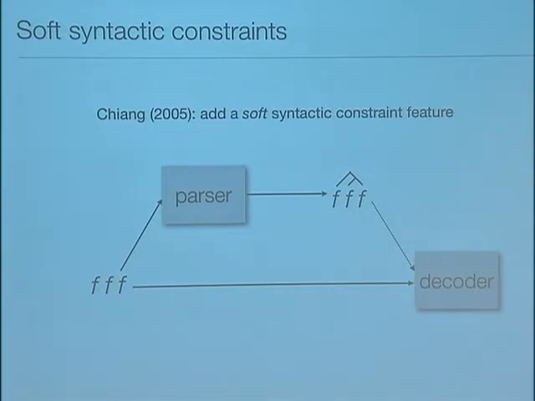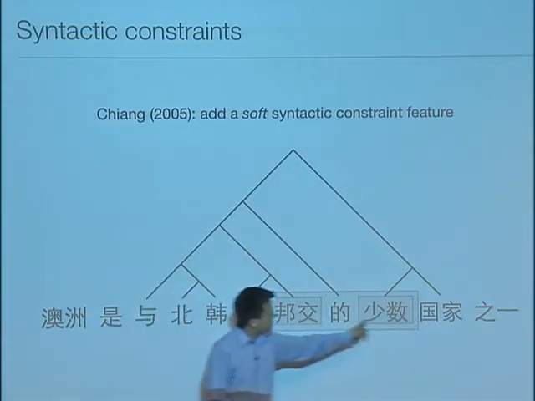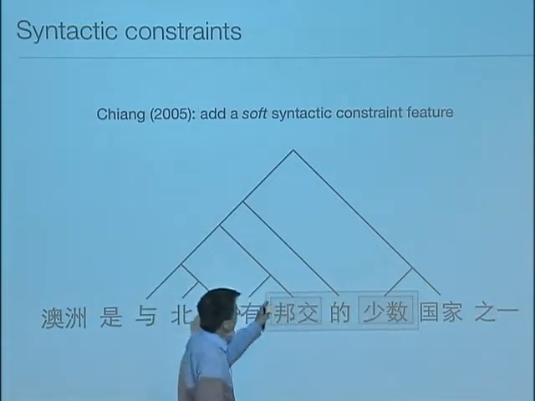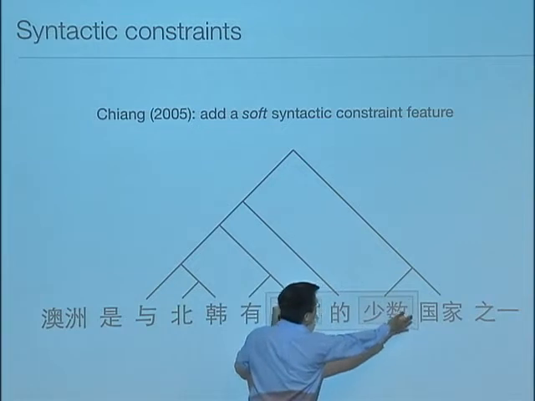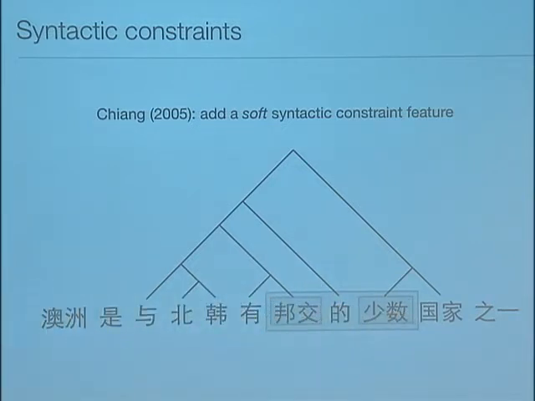Okay? So the decoder has this additional source of information, which it can take or leave, and it uses it to inform its decisions. So in considering this sentence, which now has this hint here, this parse tree, it can consider applying the rule to this unit. But then there will be a feature of the model that says, well, that unit is not a subtree of the parse tree, and so a penalty is going to apply.